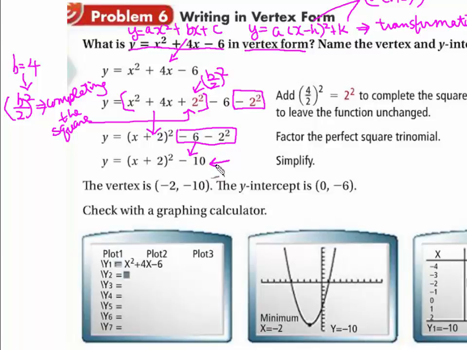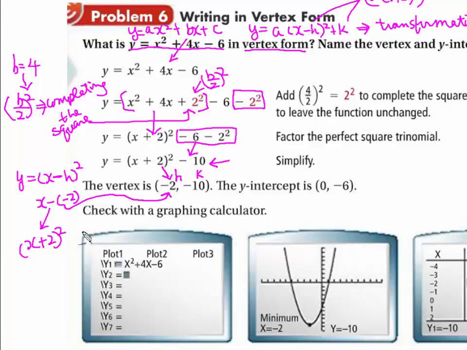Once we have this, we know the vertex is going to be negative 2 and negative 10, because this is h and this is k. The reason it is negative 2 is because the vertex form is (x minus h) squared. Since we have plus 2 here, we can convert to x minus negative 2. That's why h is negative 2. x plus 2 basically is (x minus negative 2) squared.